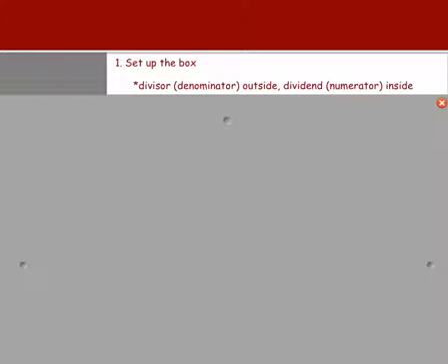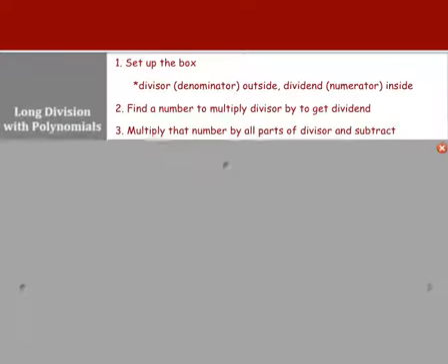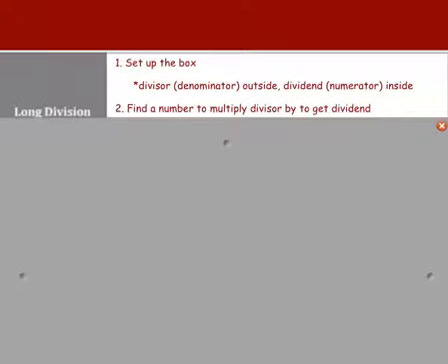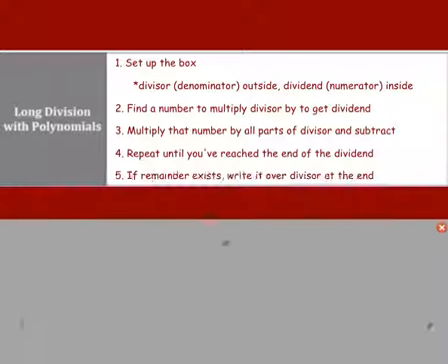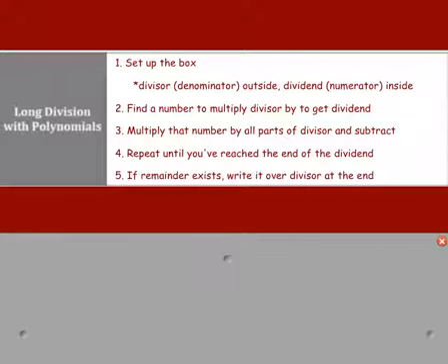All right, so Unit 9. You're going to divide polynomials. You need to set up the box where you have the divisor outside and the numerator inside. So I'm going to show you what this looks like. Find a number to multiply the divisor by to get the dividend. Multiply that number by all parts of the divisor and subtract, and repeat.